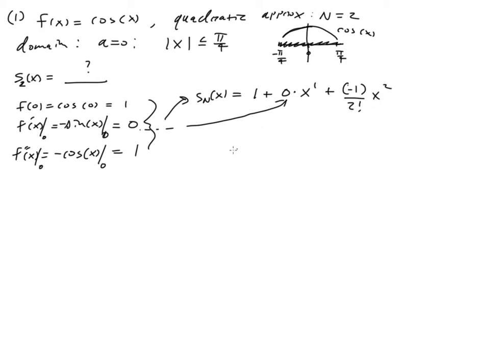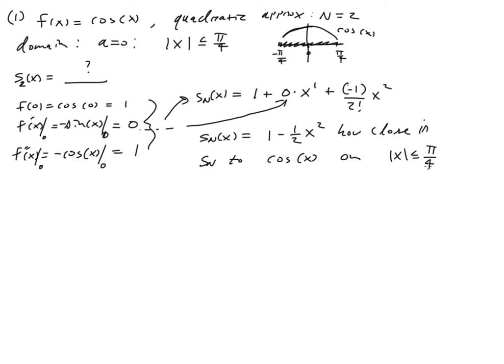Right, so let me just write this a little bit more concisely as we're putting this together. This is 1 minus 1/2 x squared. And I want to know how close S2 is to cosine of x on this domain right here. All right, so on this domain, I want to know.